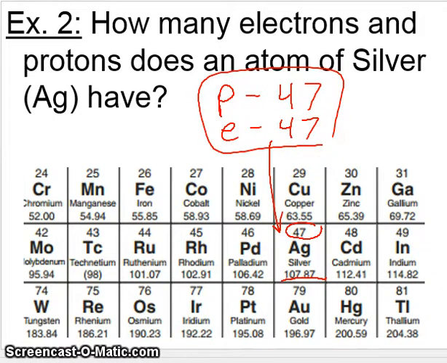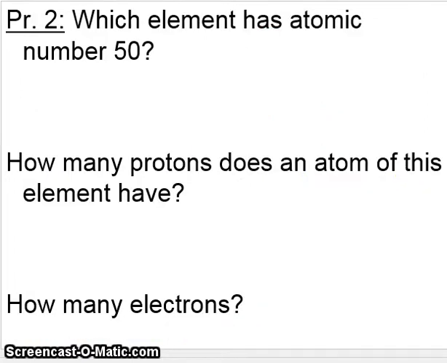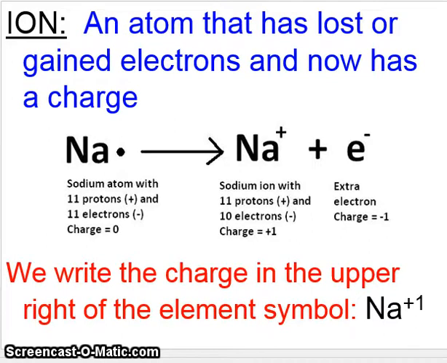The number at the top tells you the proton count. Try this example on your own. Pause the video as needed. Let's talk about something called an ion. If an element gains or loses electrons, we call it an ion. And most of the elements actually exist in this form, in the ionic form.